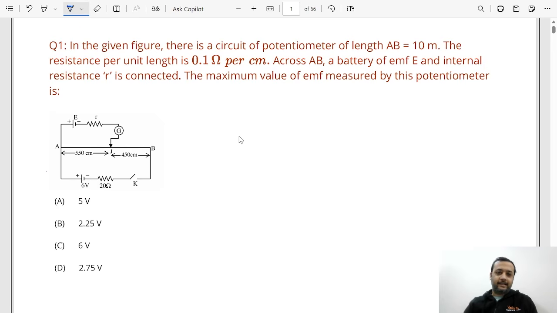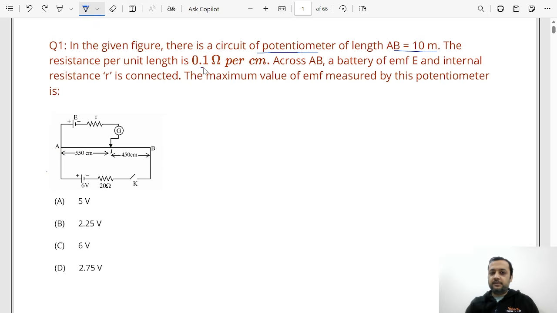Hello dear students. So let us see this question from potentiometer. Okay. Here what is happening? This is a circuit of potentiometer which is of length 10 meters. Look. So this wire is of length 10 meters. Okay. The resistance per unit length is 0.1 ohm per centimeter.